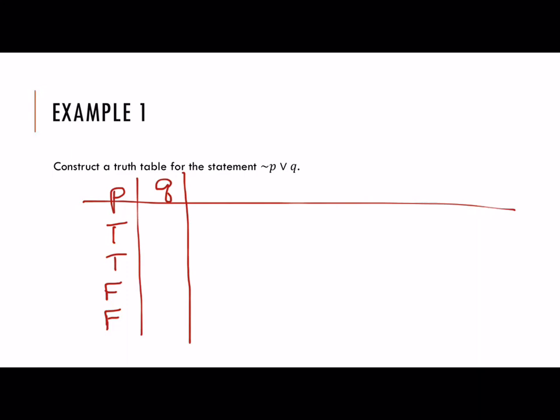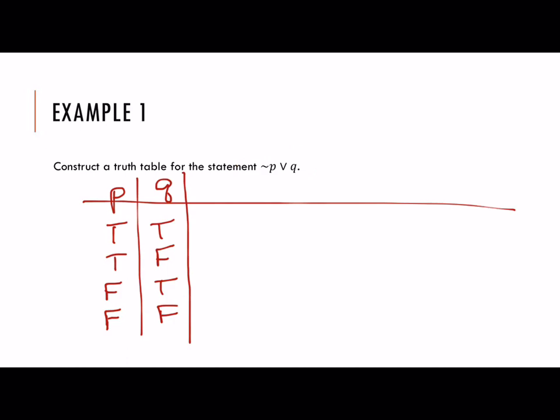All right, so P could be true, Q could be true as well; P could be true, Q could be false. If P is false, Q can either be true or false. So that will always look the same for any of these examples we'll do with P and Q.